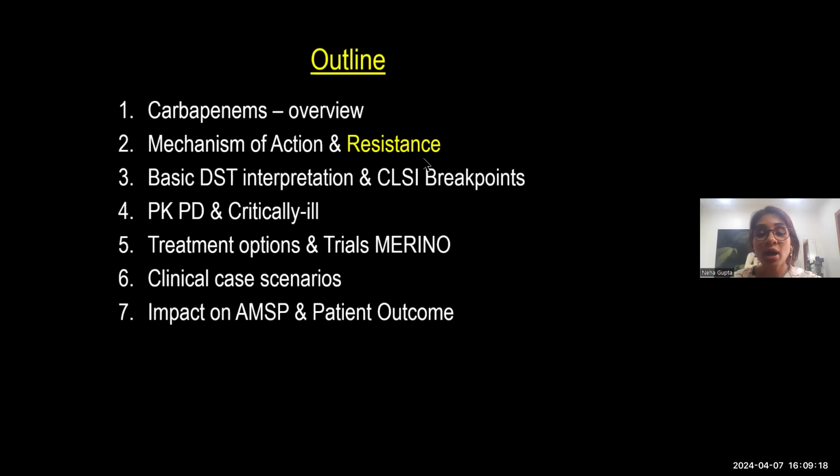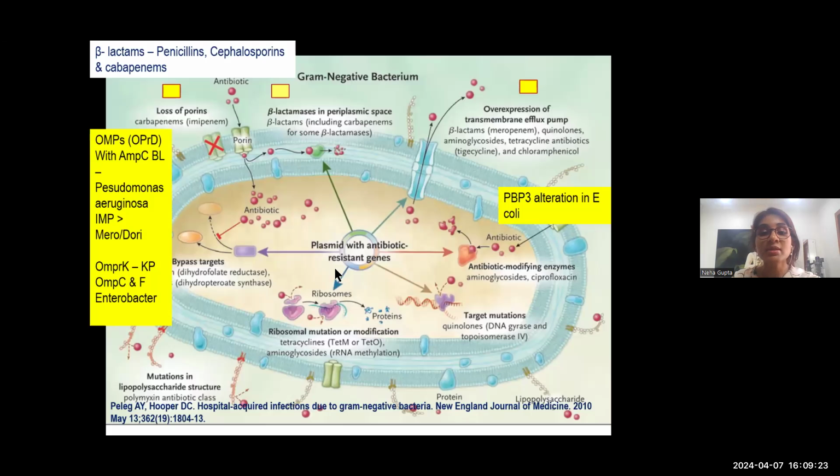How do carbapenems acquire resistance? Carbapenem resistance develops either as a result of a single mechanism or because of a combination of various mechanisms which can occur in gram-negative bacteria. The most common mechanism, which results in hydrolysis of the carbapenems, is the presence of beta-lactamases in the periplasmic space. The beta-lactamases that hydrolyze the carbapenems are known as the carbapenemases.